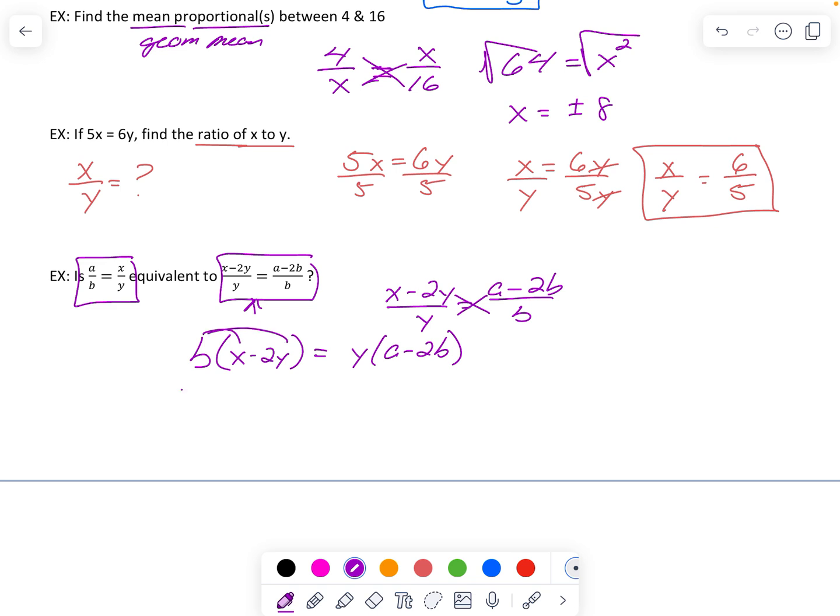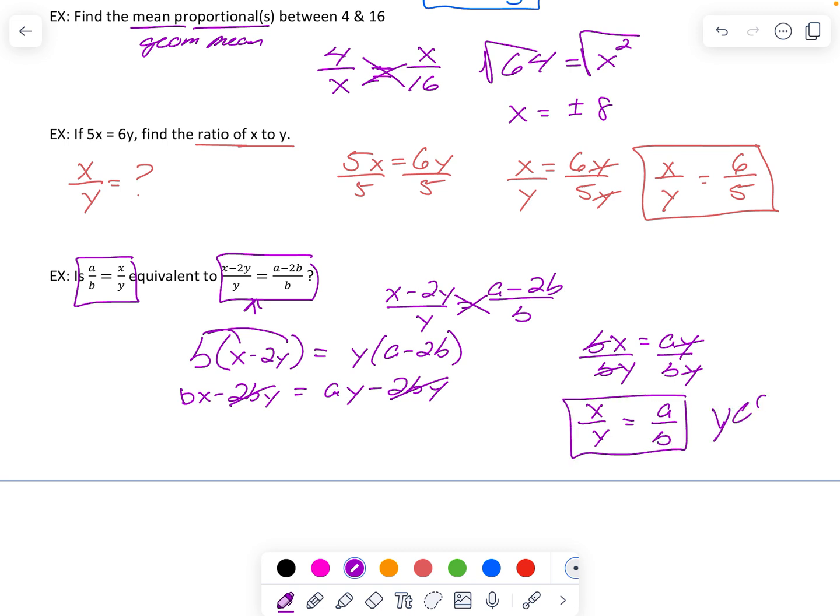Distributing. bx minus 2by equals ay minus 2by. Well, if we add 2by to both sides, they are going to cancel out. So that leaves us with bx is equal to ay. Now we want a over b, so let's put a over b and get rid of the y's at the same time, and we get x over y equals a over b. Looks like they match, yes.